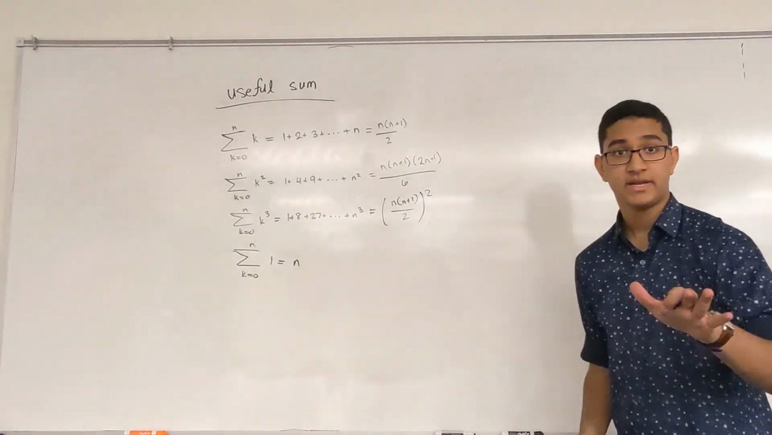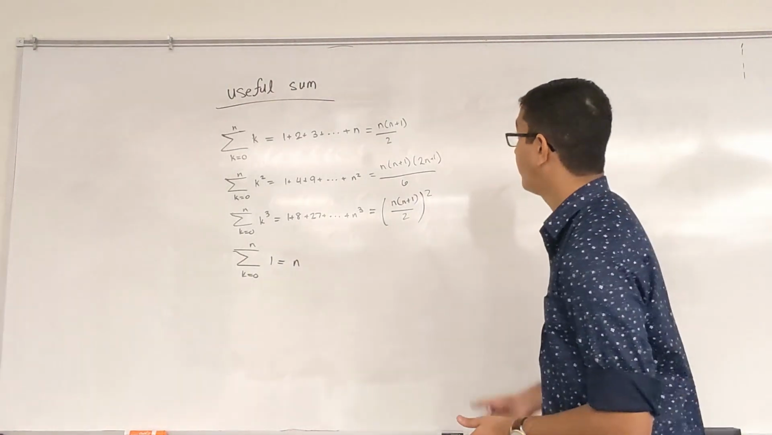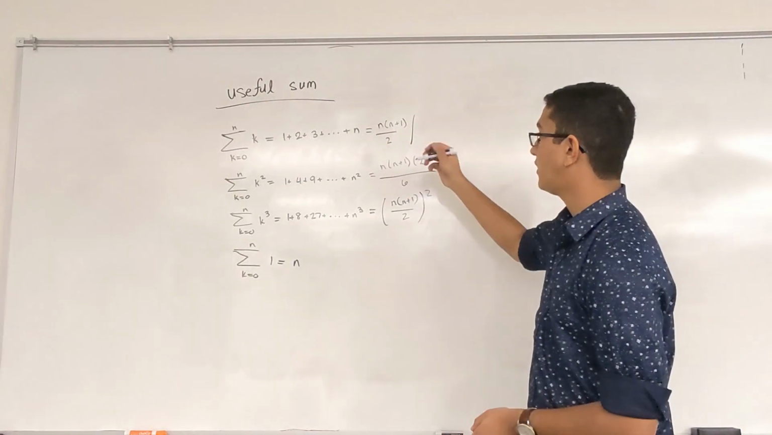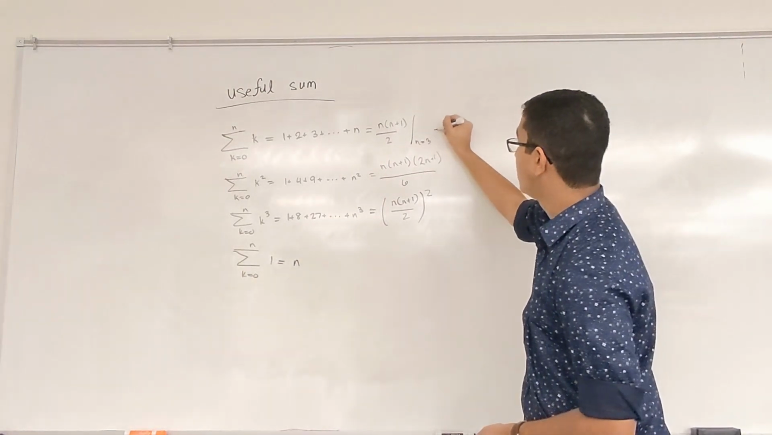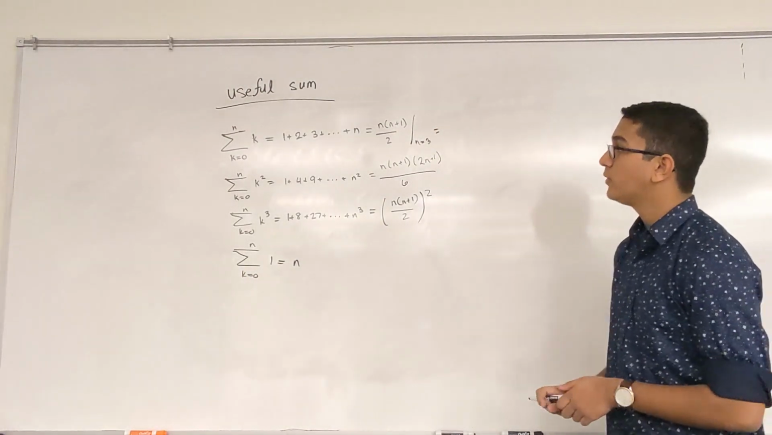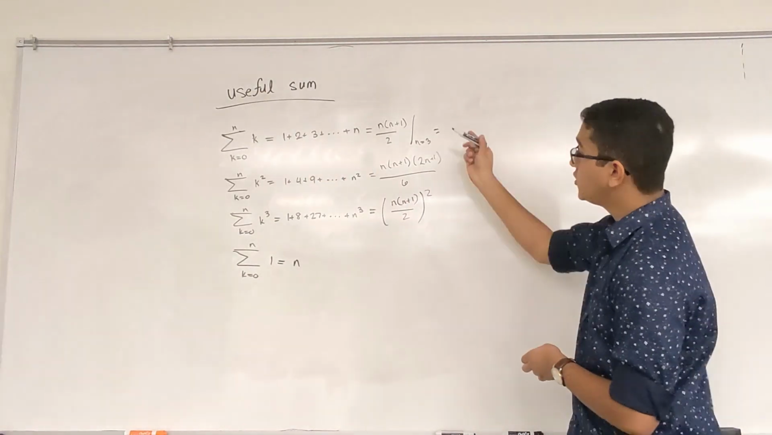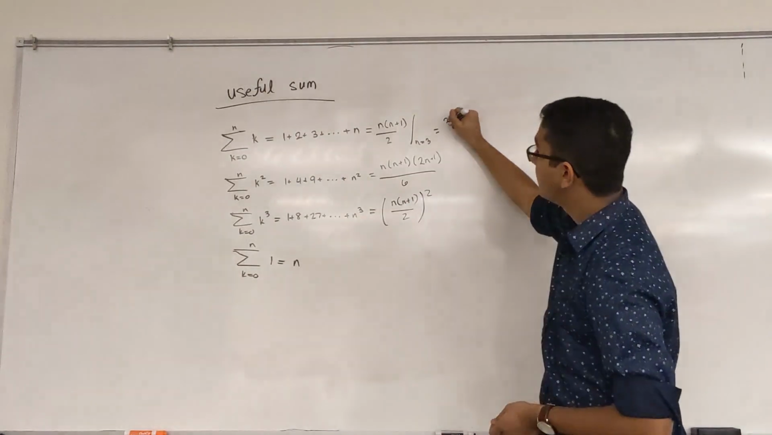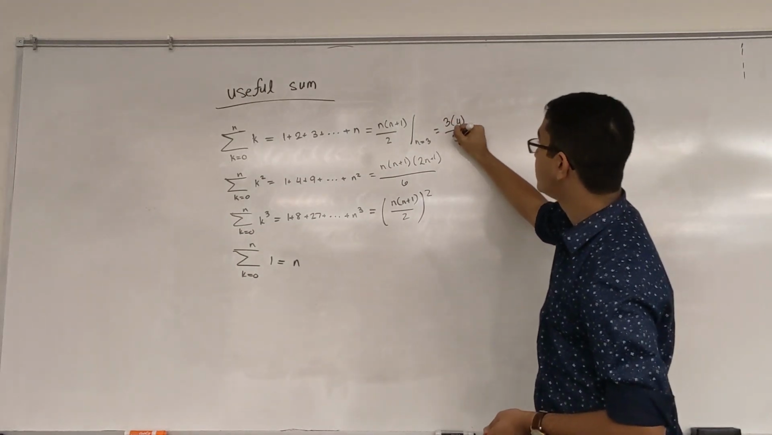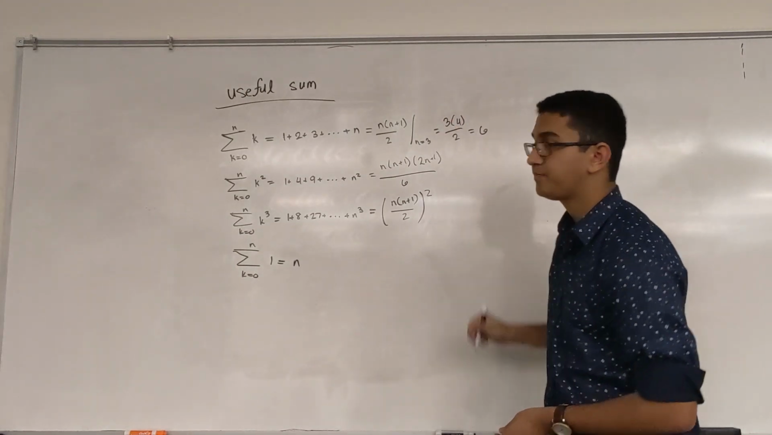Okay. And a quick demonstration of why this is true. I would compute, let's just say this one, for n equal to 3. So when n equals 3, what we can see is that we're just summing up 1 plus 2 plus 3, which is 6. And using this equation, we can see the same thing. This is 3 times 4 divided by 2, which is 6, right?